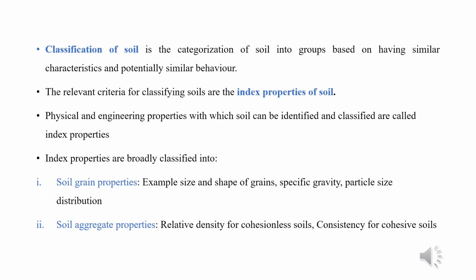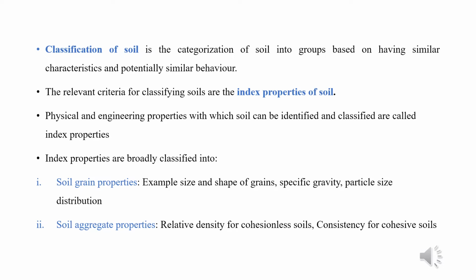So, in nature, soil occurs in many varieties and types. For the convenience of a civil engineer, to have a very concise and systematic approach in dealing with soil, the classification of soil is very important. That is, we basically categorize the soil into groups or classes. Each group or class is made based on having similar characteristics and potentially similar behavior that our soil will show.